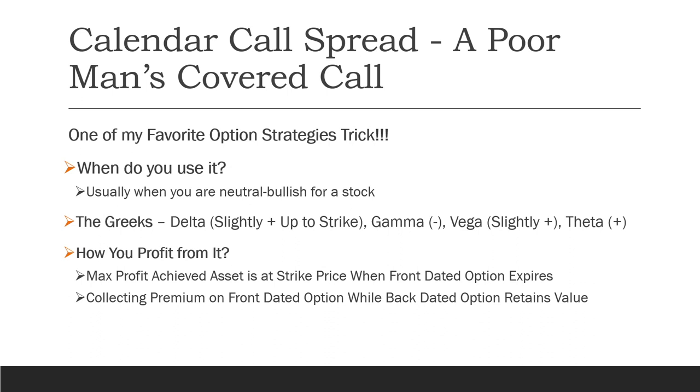So if you have two contracts on a covered call or a calendar call spread, actually it's the same thing, we get more value as time moves on, as we get closer to expiration of the front dated option. So how do you profit from it? I mentioned this earlier, but basically you achieve max profit when the asset is exactly at the strike price that you picked when the front dated option expires. You're collecting premium on the front dated option while the back dated option retains value.